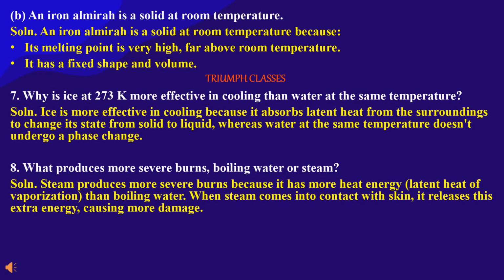Next part, why an iron almirah is a solid at room temperature. So, an iron almirah is a solid at room temperature because its melting point is very high, far above room temperature. Secondly, it has a fixed shape and volume.